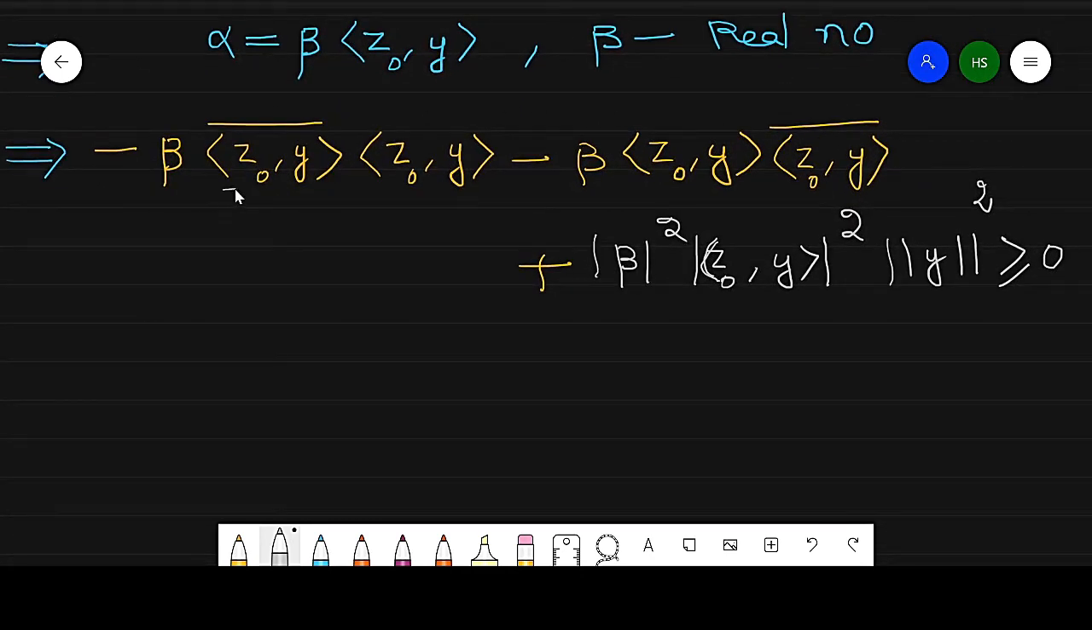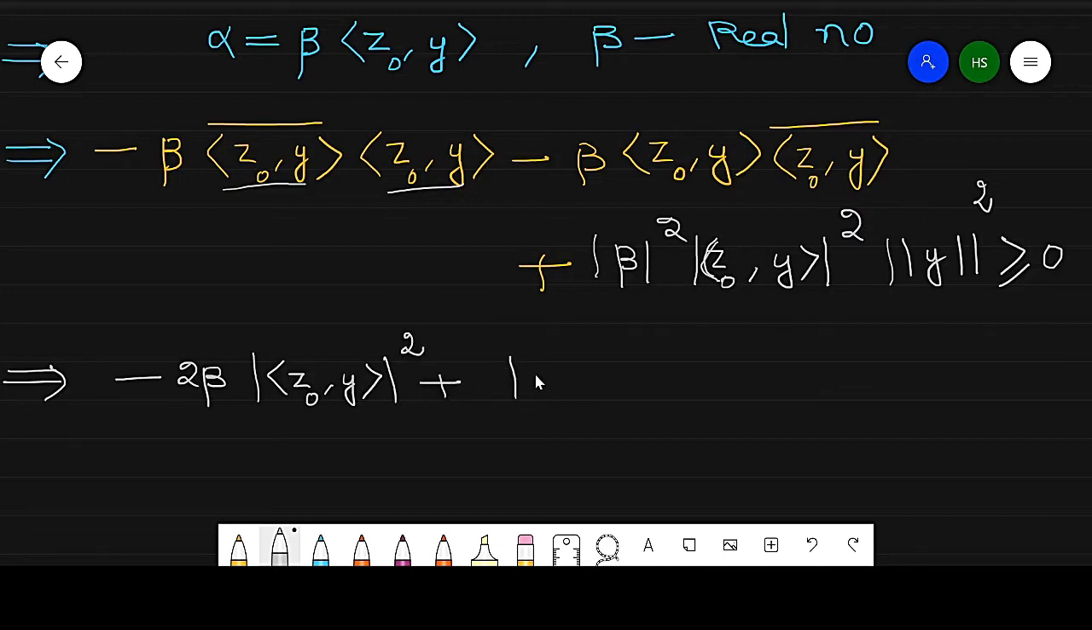These terms are the same, this conjugate and this are the same, so it is the absolute value of the inner product of z0 and y. Similarly, in this way, this is minus 2 beta into the absolute value of the inner product of z0 comma y raised to power 2, plus here it is the absolute value of beta raised to power 2. Since beta is a real number, this value can be written as simply beta.